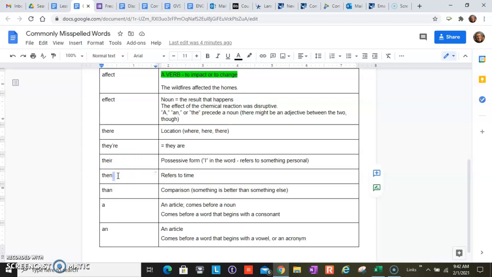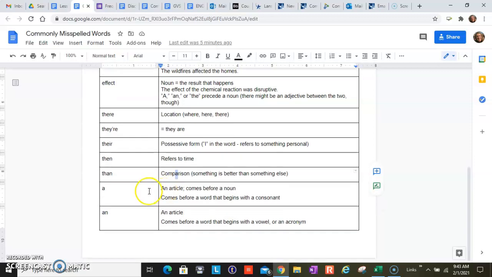Then refers to time, and I just know that. Than is comparison: something is bigger than something else, something is better than something else. And how I know that is because of the A. Well, I know it just because I know it, but maybe this might help you. There's an A in than, and there's an A in comparison. You're comparing something. A is an article. It comes before a noun. An article is also an adjective, if you ever need to know that.